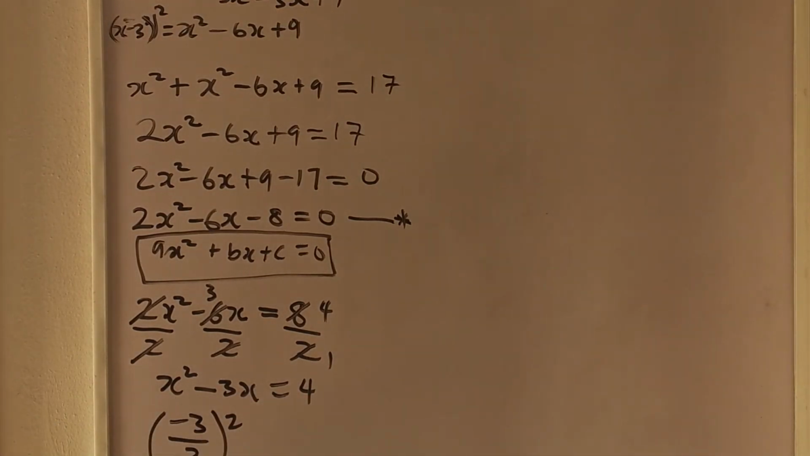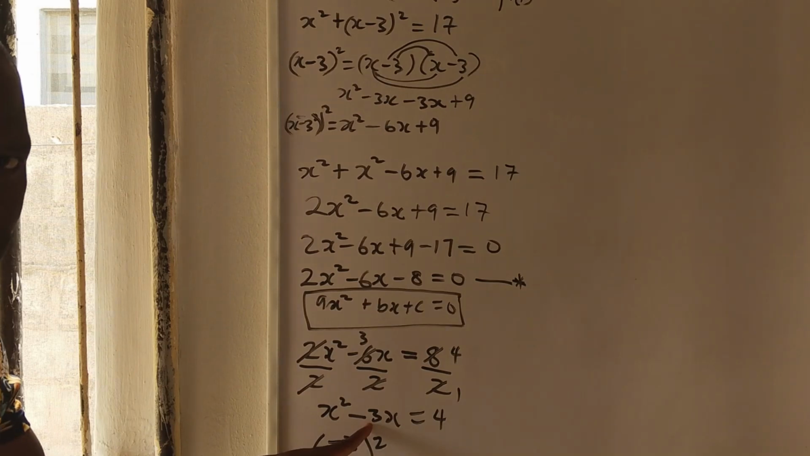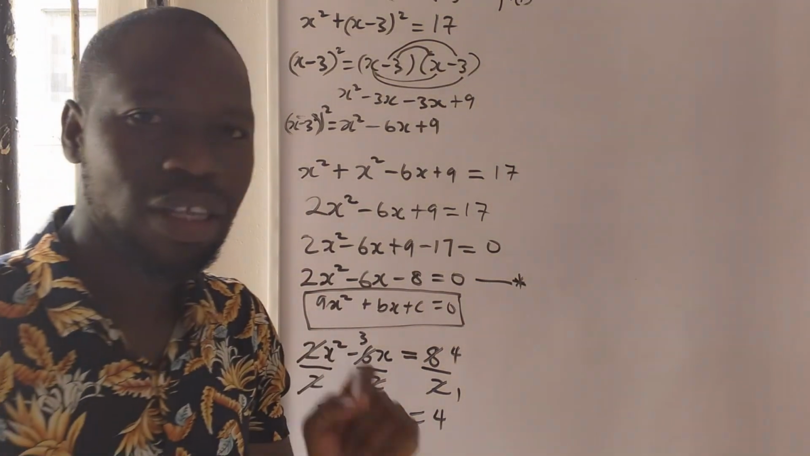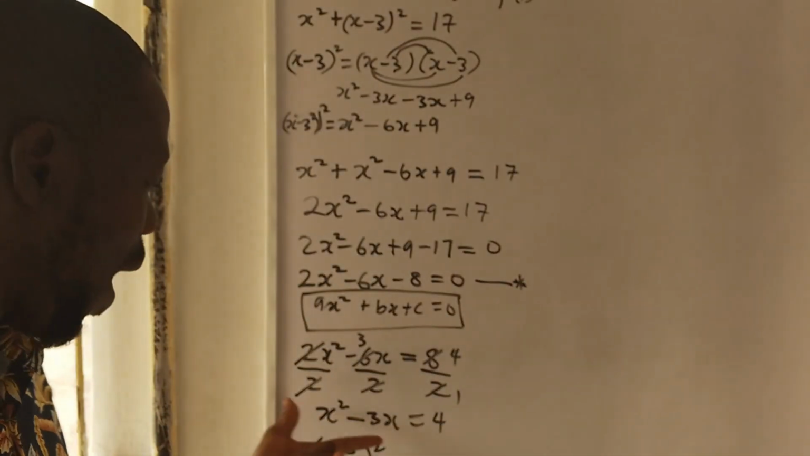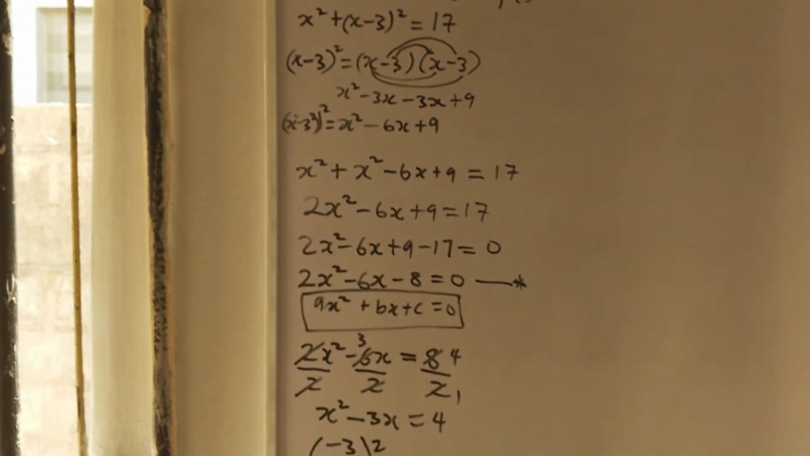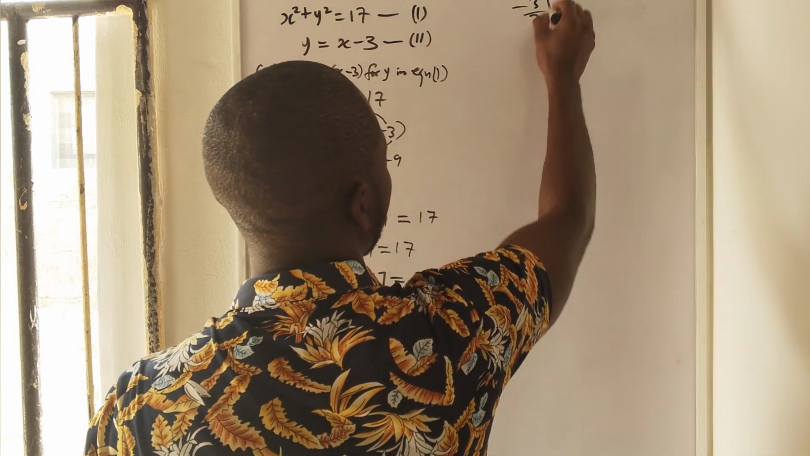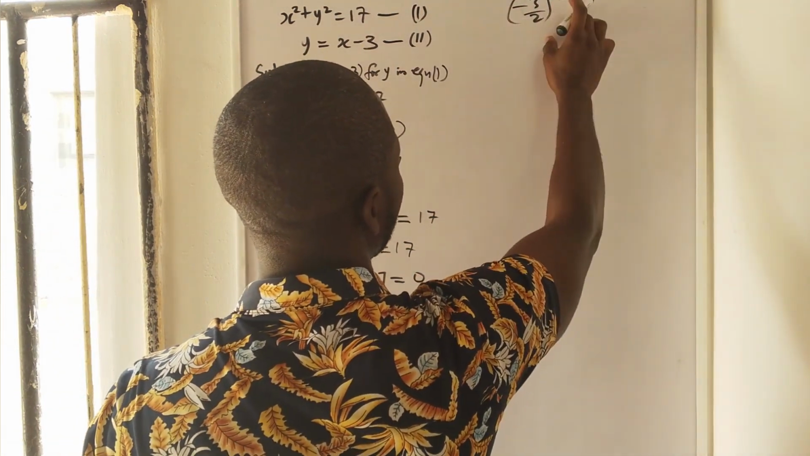So what we are doing is find half of b, half of the coefficient of x, square it, and add to both sides. Simple. Find the half, square it, and add to both sides. It's going to make this side a perfect square. It's minus 3, so half is minus 3 over 2. We'll square it and add this to both sides.